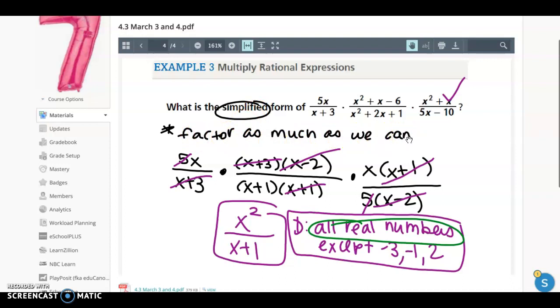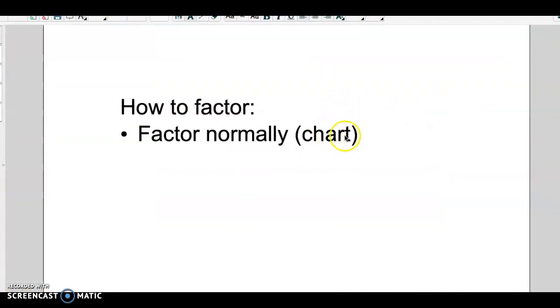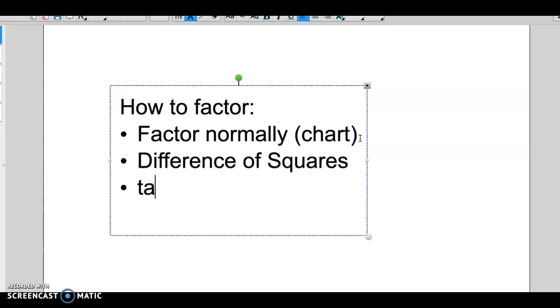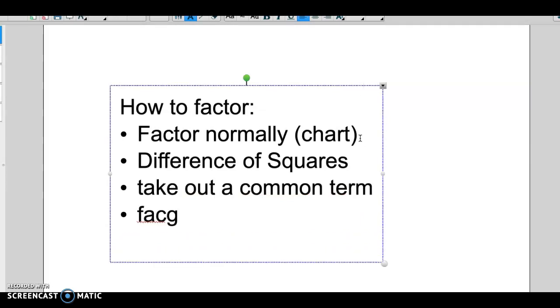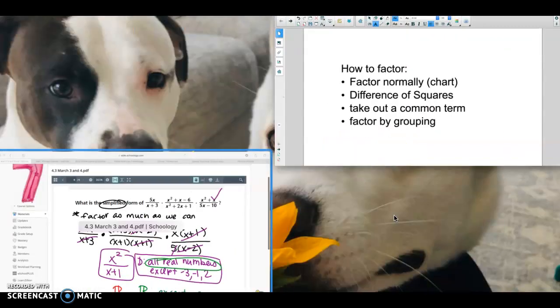Remember the 4 ways of factoring. Let me see here. How to factor. Remember, we factor normally. We can do difference of squares. We can take out a common term, and we can factor by grouping. Okay, so that should be on that first page of the packet if you can find your 4.3 packet. But just to review, remember these are the 4 ways that we know how to factor.